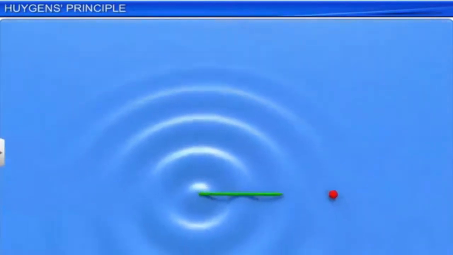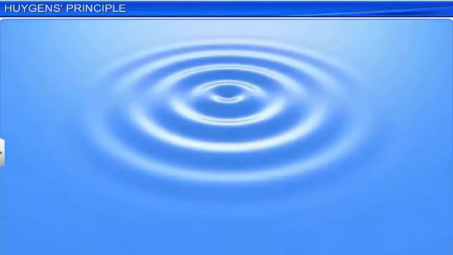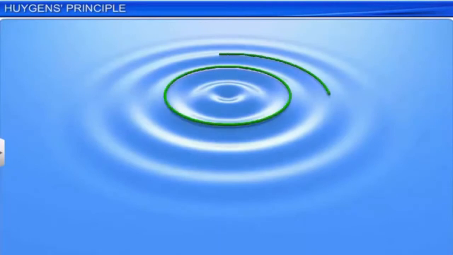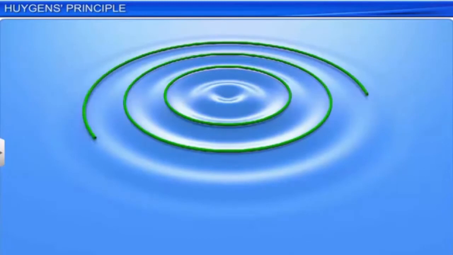Different points, which are at the same distance from the source of the disturbance, oscillate in phase. That means all these points reach the crest or trough at the same time. The locus of all such points having the same phase of oscillation is called a wavefront.